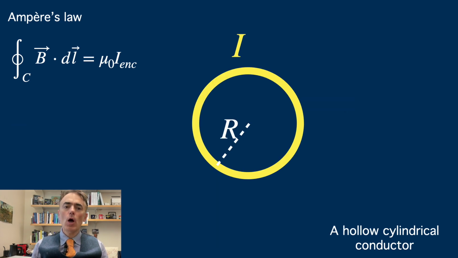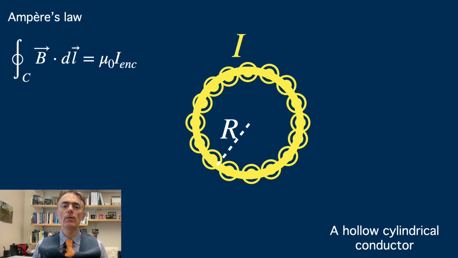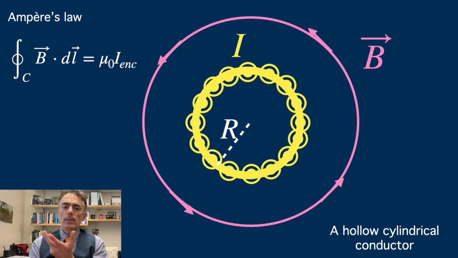Let's now examine a hollow cylindrical conductor with an outer radius capital R and a current I flowing uniformly distributed along its walls. We are interested in determining the magnetic field at different radial distances from the center of this conductor. To understand this problem, let's break it down into regions. Inside the hollow part of the conductor, the distances are smaller than capital R, and outside the conductor, the distances are greater than capital R.